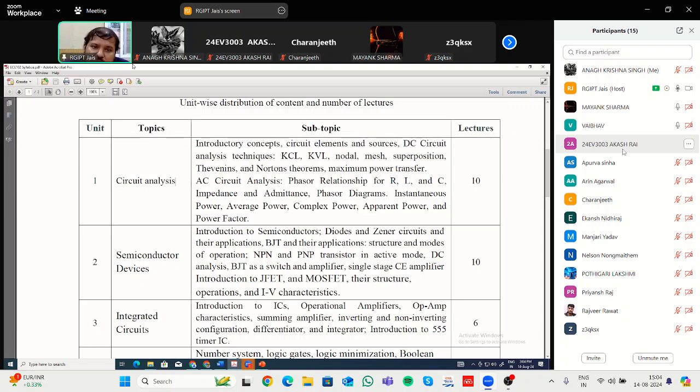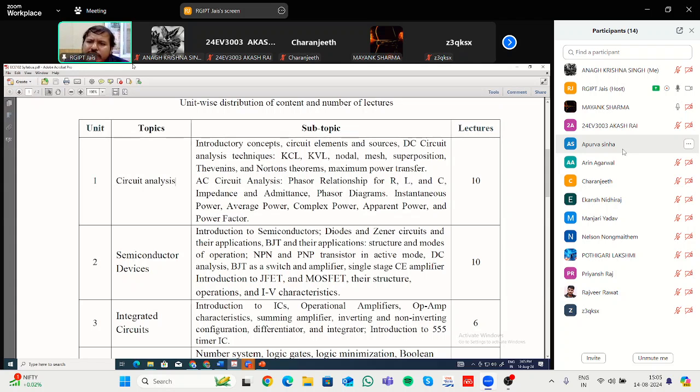Then we will first start with DC circuits, beginning with KCL, Kirchhoff's current law, and voltage law, nodal and mesh analysis, and the superposition theorem. Now, network theorems we will do: superposition, Thevenin's, Norton's theorem, and their application to DC circuits. The AC part we will not cover here, because you will learn it in a separate circuit subject called network analysis. There you will go into detail. But here, we will learn these network theorems from the perspective of DC circuits.